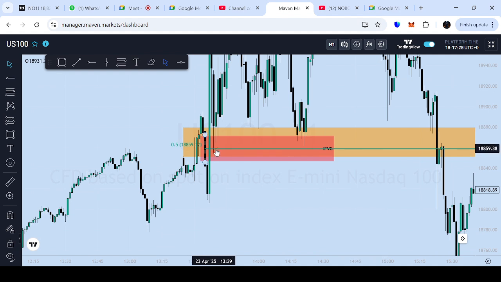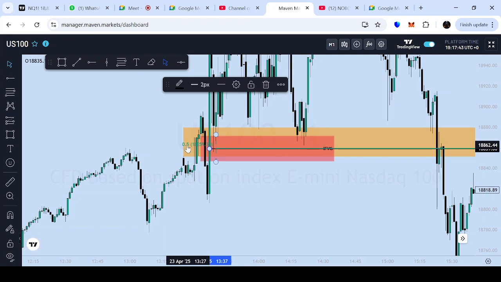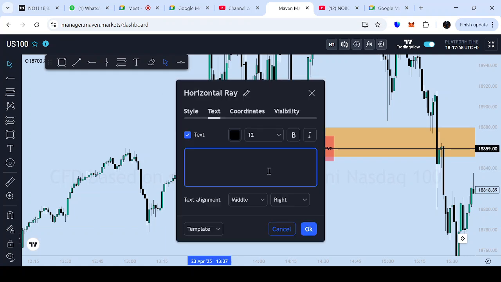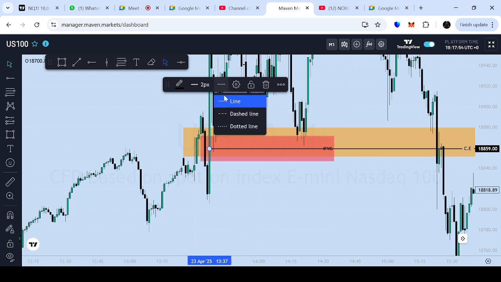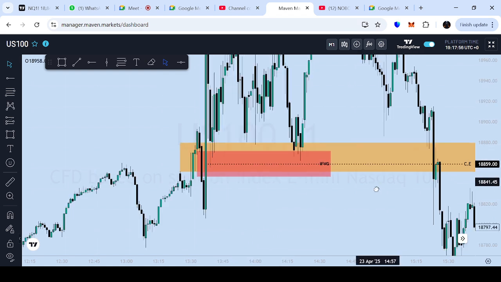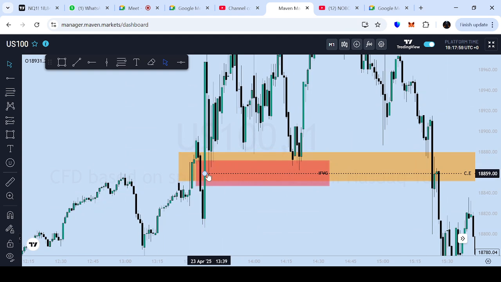The consequent encroachment of this inversion first price fair value gap under 1 minute time frame. So you annotate the first fair value gap which is there. Then you can remove your Fibonacci. That's consequent encroachment. You can see price action, price reaction at the consequent encroachment.